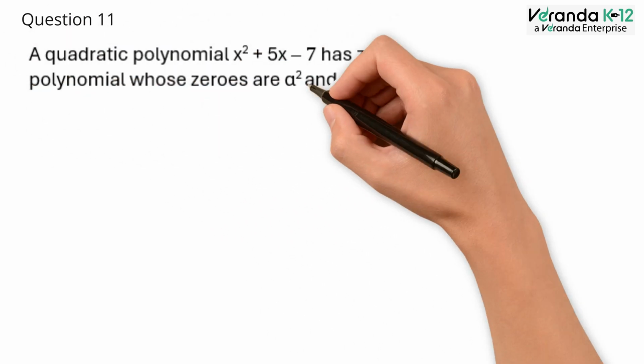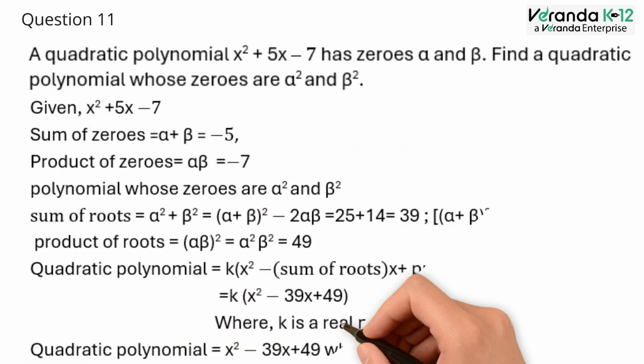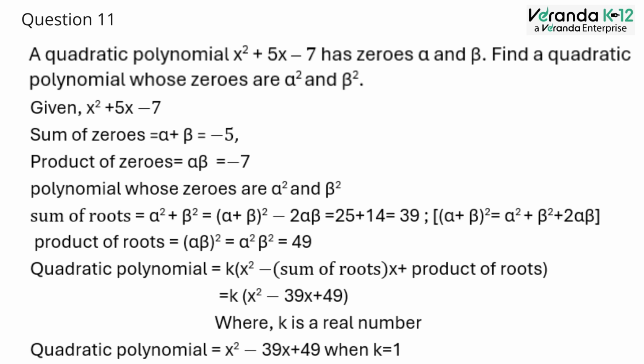Question number 11, section C, 3 mark question. A quadratic polynomial x square plus 5x minus 7 has zeros alpha and beta. Find a quadratic polynomial whose zeros are alpha square and beta square. From the given polynomial, we can find sum of zeros as minus 5 and product of zeros as minus 7.